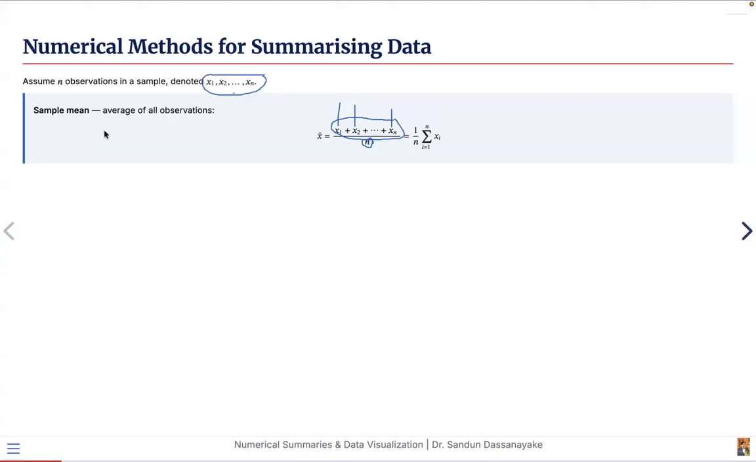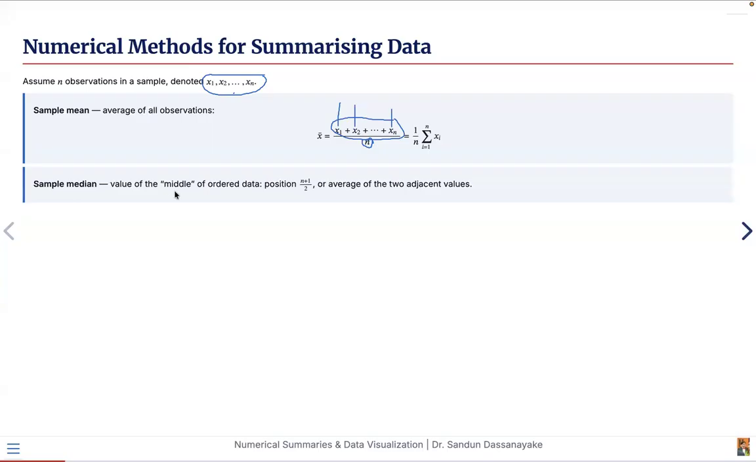We know about this. The next one is the sample median. The sample median is the value in the middle of the ordered data set, which is positioned at (n plus 1) divided by 2. Now if you have a set of values, you order them from the smallest point to the largest point, so we have the ascending order. What we look at is the point at which we can divide the data set into equal portions. That is where the median exists. That's why we have (n plus 1) divided by 2.